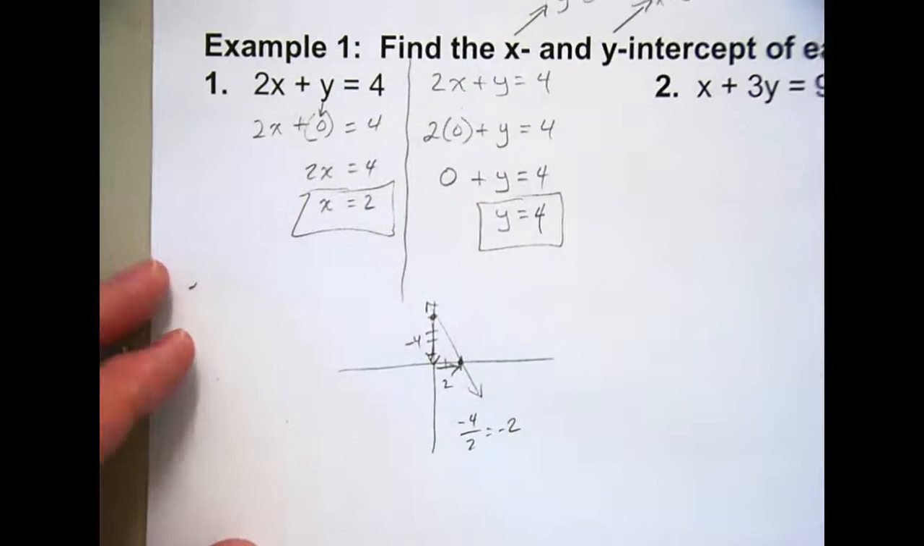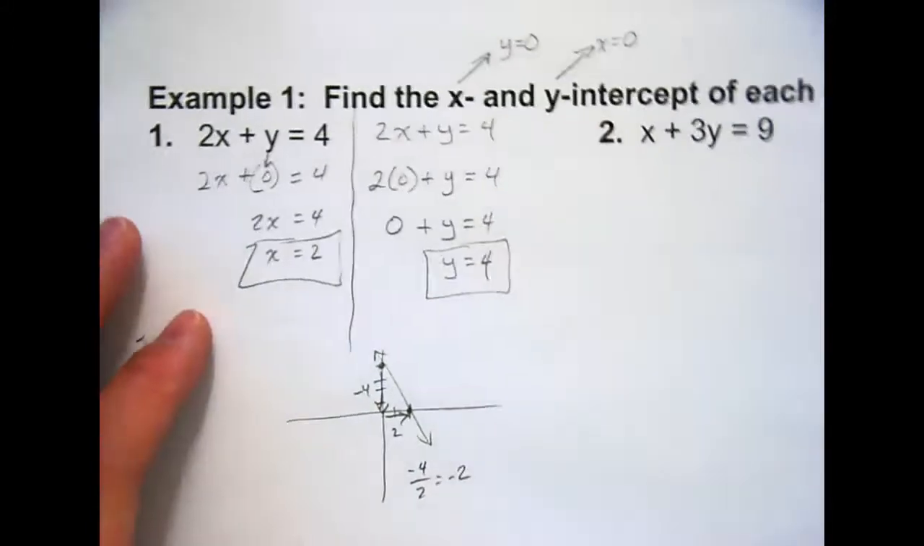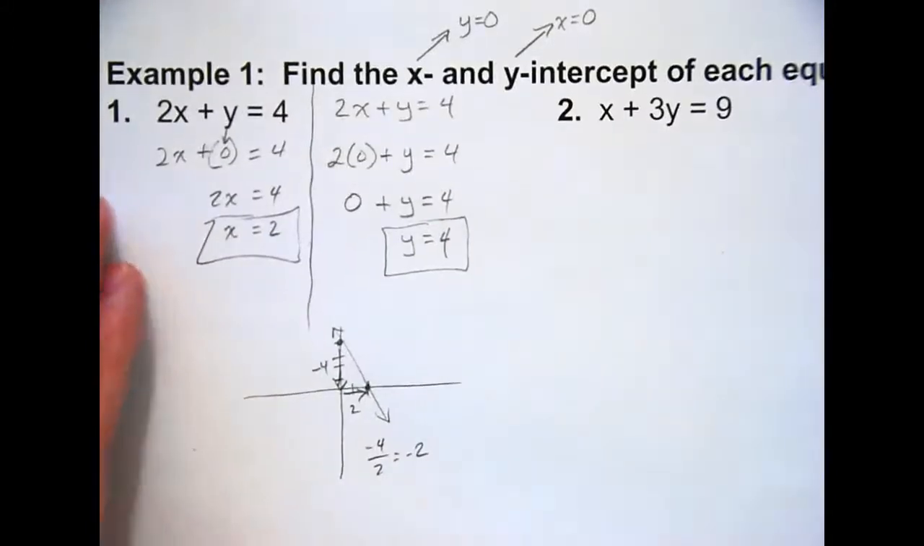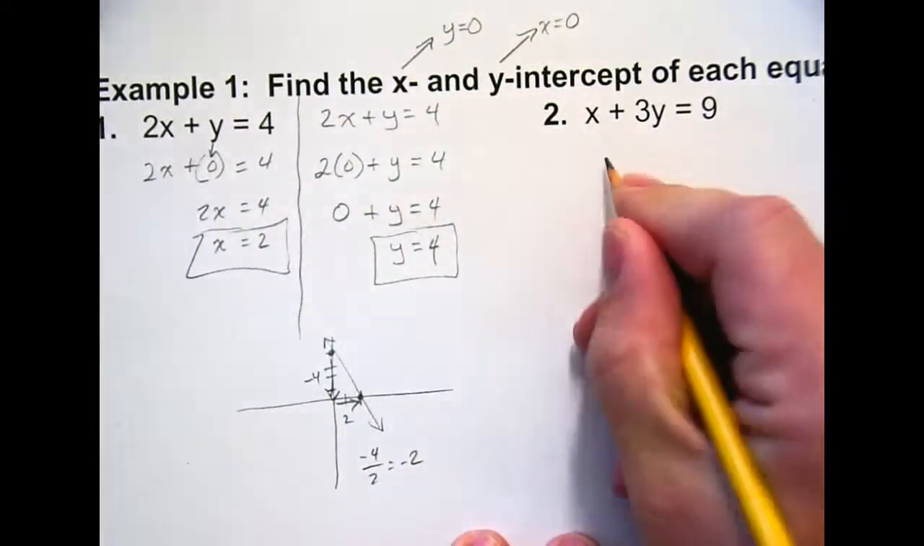Okay. Everyone rate themselves 1 to 5 right now. 5, you understand what's going on. 1, you're struggling. Okay. I want everyone to try number 2. It's right on your assignment there. So give it a go. You just said x equals 9. Where did you get that?